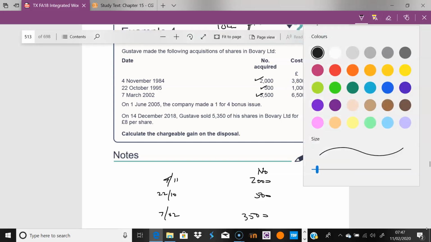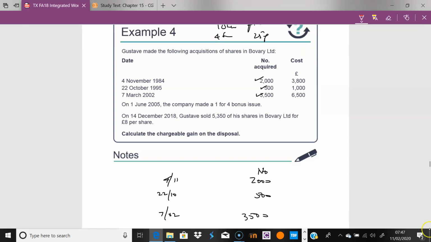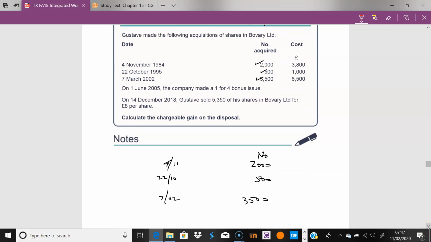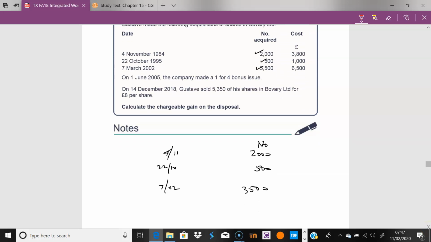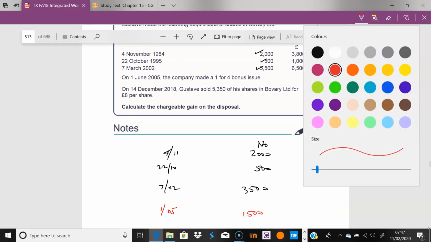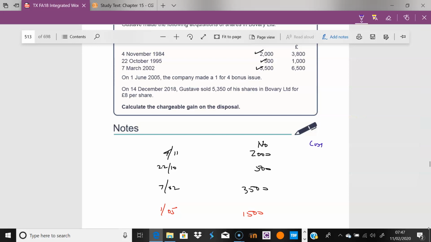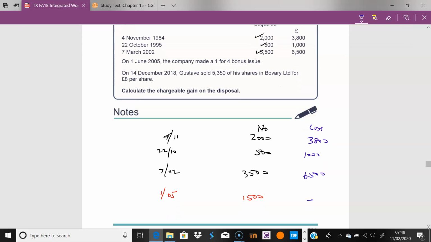I'll just change my pen color. Then they tell us he does a bonus issue based on 1-for-4. That's on the 1st of June, which is 6,000 shares over here. 6,000 divided by 4 is 1,500. So you have 1,500 shares issued for nothing. So here we have cost 3,800, 1,000, 6,500, nil.